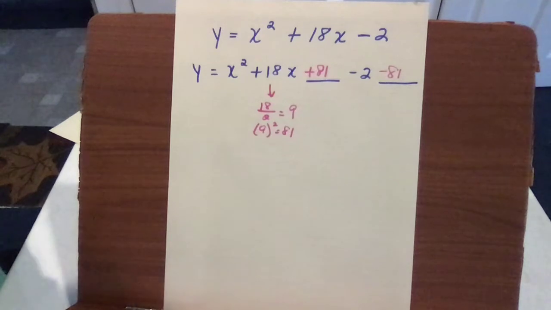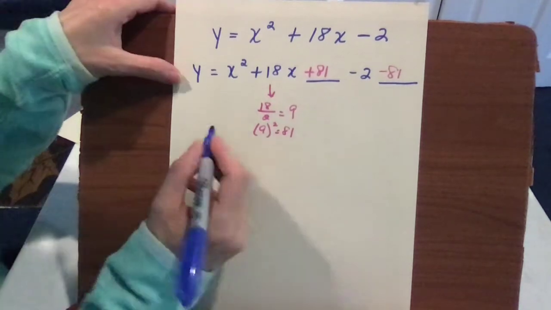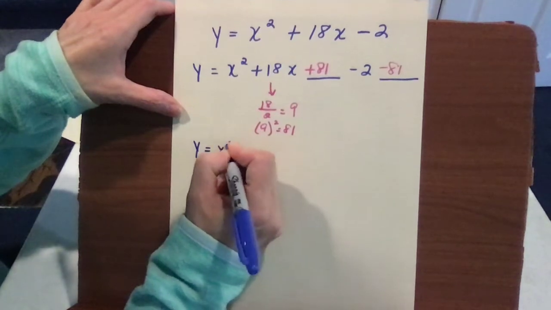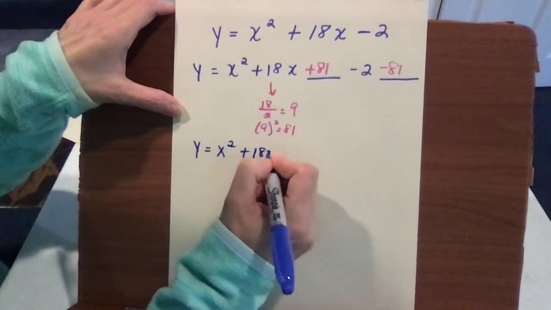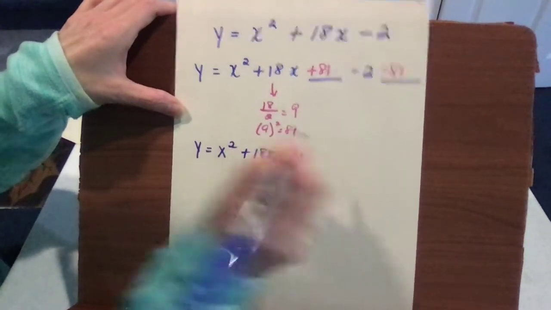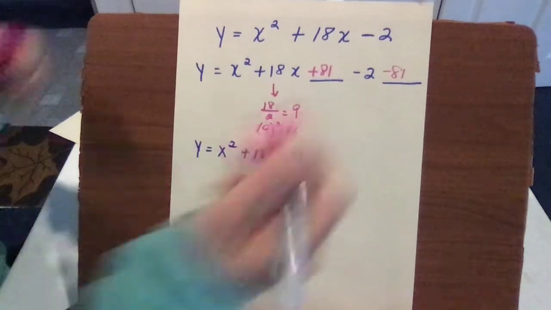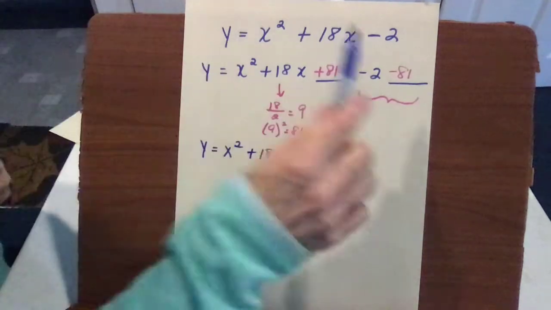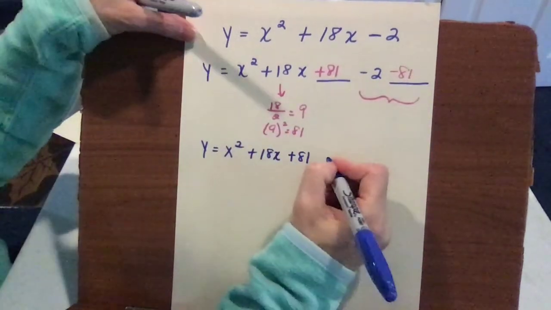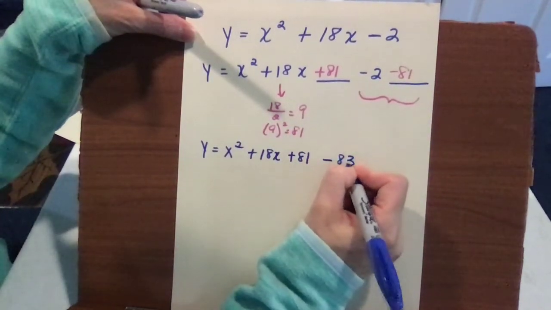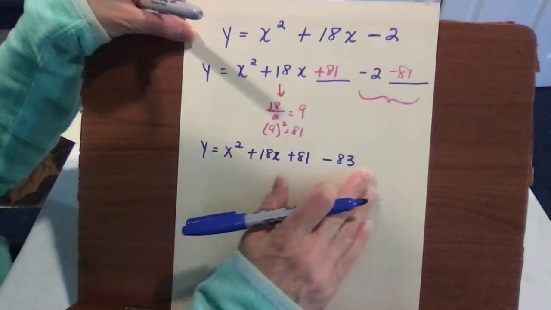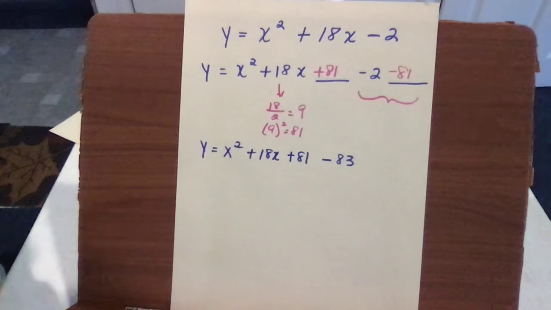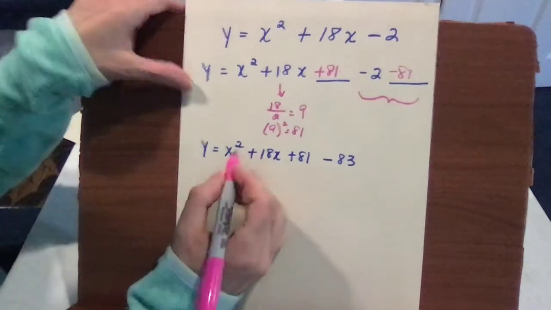All right, now I'm going to rewrite our equation again so we can see it without all this mess. So y equals x squared plus 18x plus 81. I'm going to keep that together, and I'm going to total up the -2 minus 81. So I have 2 negatives and 81 negatives. I have 83 negatives, so minus 83, and I keep it a little bit off to the side, separate from my trinomial that I just created by completing the square.